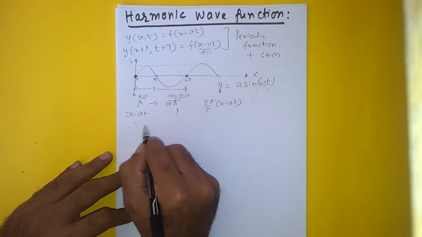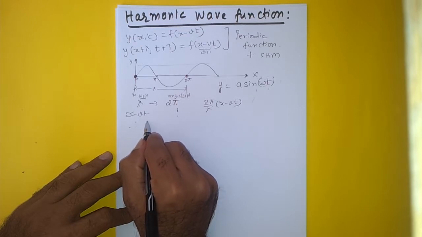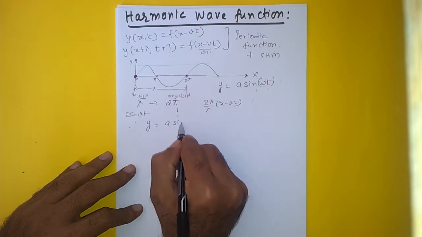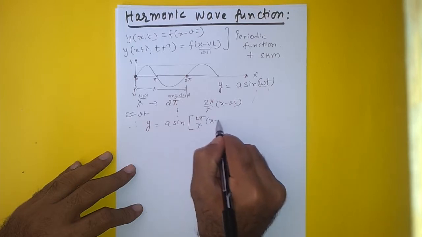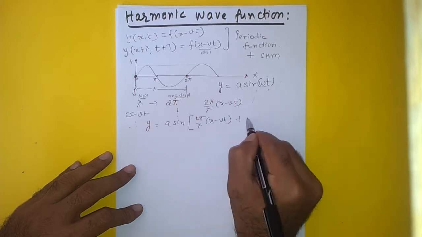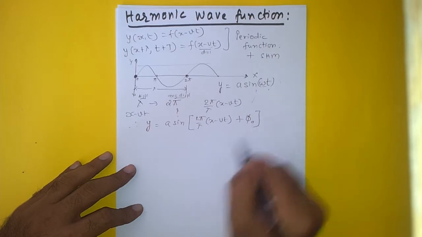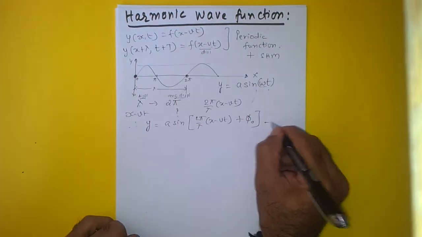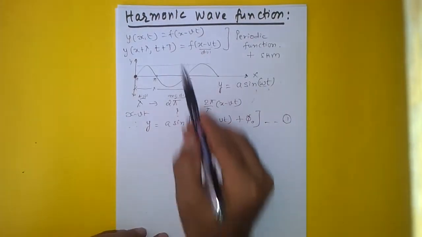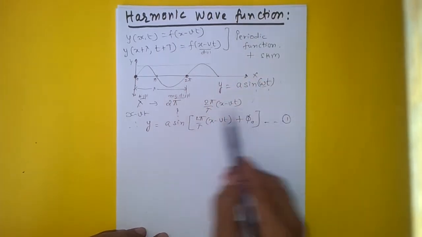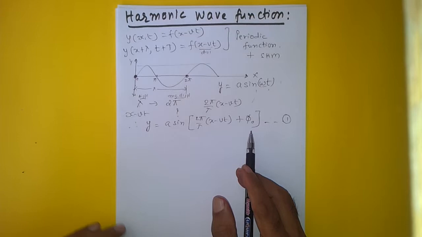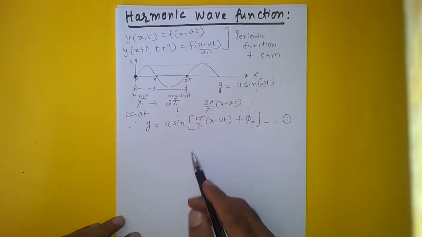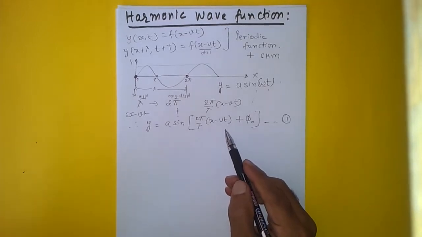And therefore I get this equation for the harmonic wave function as y is equal to A sine of 2 pi upon lambda times (x minus vt), plus, of course, I'll take an initial phase of phi 0. So this equation number 1 is a harmonic wave function, right? Now I want to check whether this is periodic in nature or not. Or rather, I want to confirm that. I'm aware that it is periodic in nature. I want to confirm that.